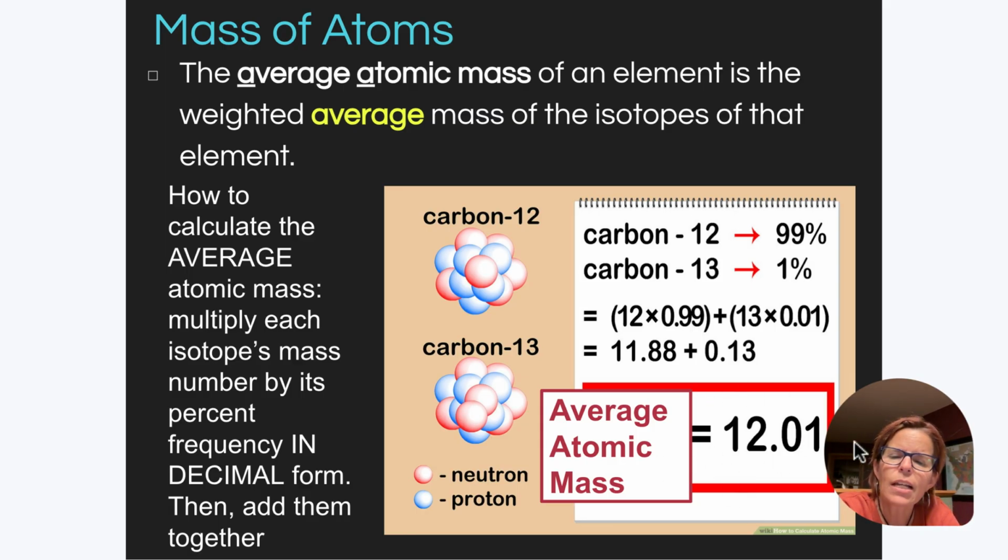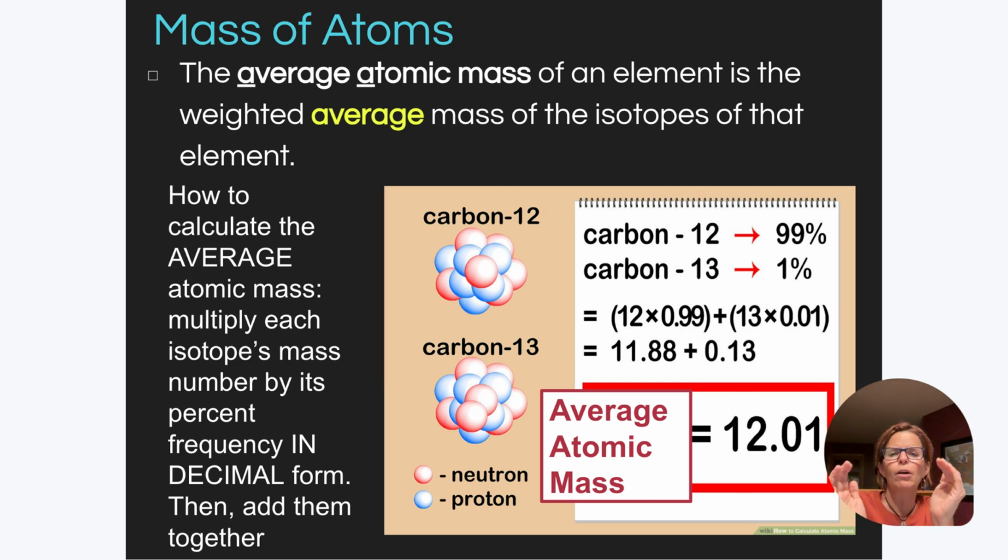Why is the average atomic mass 12.01? Well, that's because it's a weighted average, and that means it depends what percent of each atom is carbon-12 or carbon-13. In our equation, 99% of carbon is 12 and 1% is carbon-13. This is how you do the math. You take the mass number 12 and multiply it by the percent in decimal form. We call that frequency. So instead of 99, you multiply by 0.99.